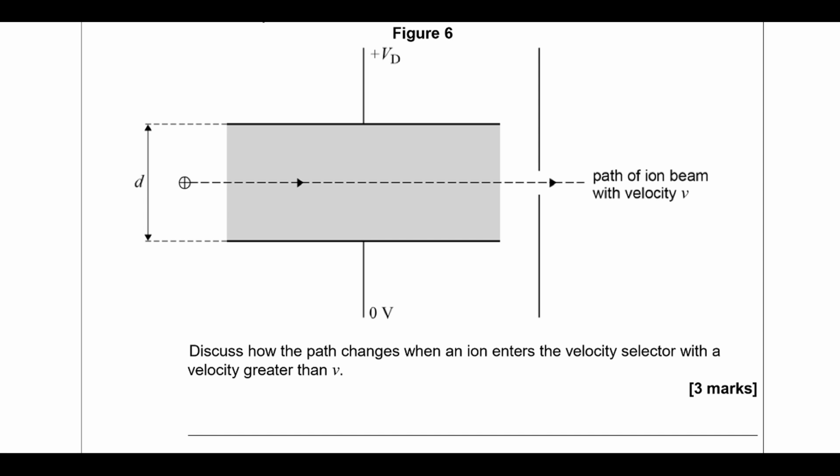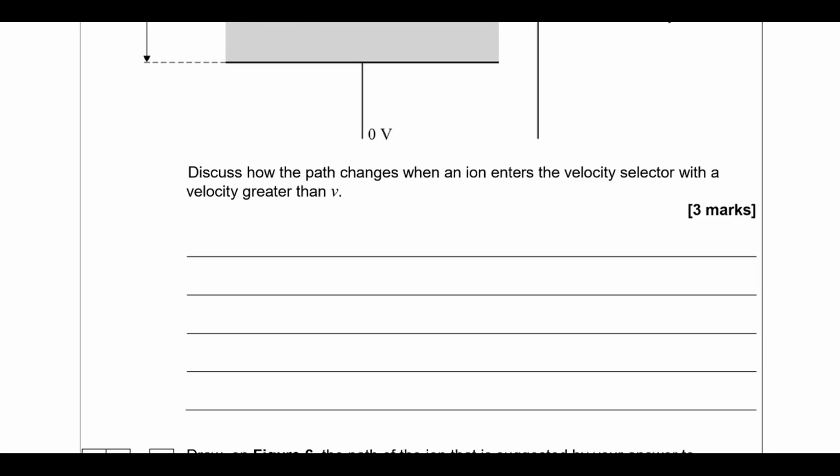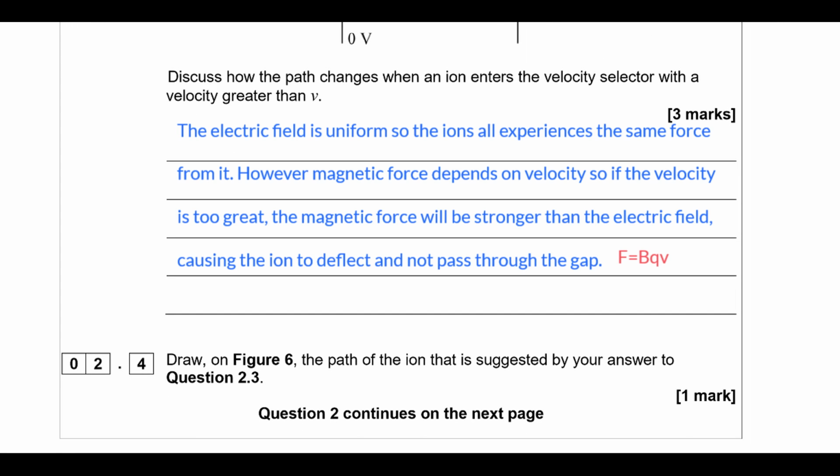So if the velocity is just right, the two forces will balance and it will go in a straight line. But if the velocity is too fast, or too slow, the magnetic field will adjust its path so it can't go through the gap. All right, so let's put that down. Okay, so that's what we've got there, and this is essentially the equation I was using to explain why the magnetic force changes there.